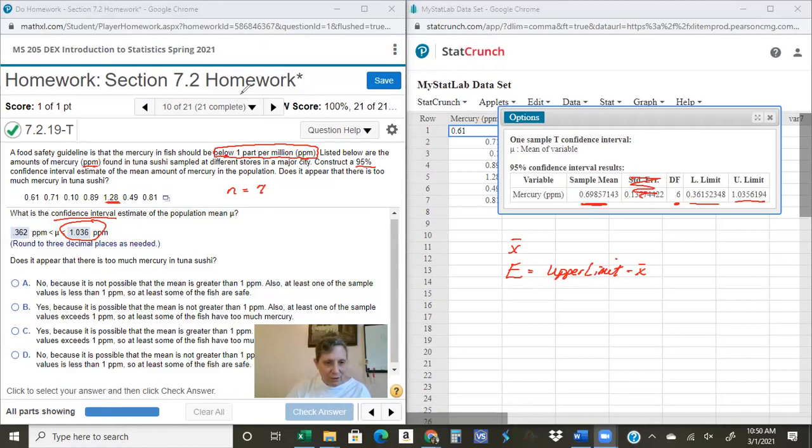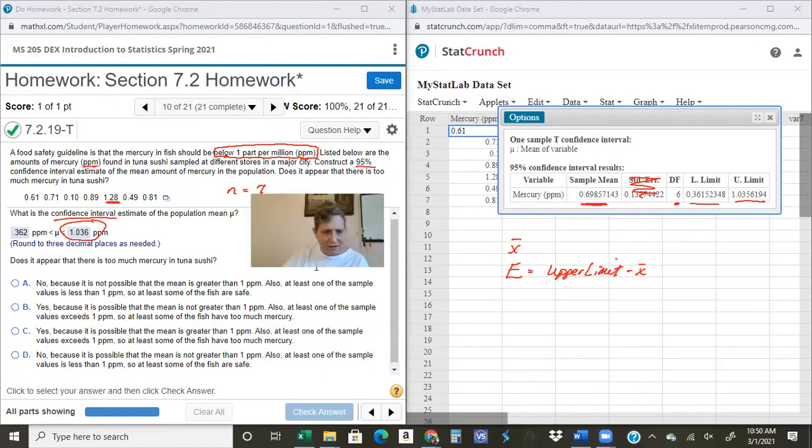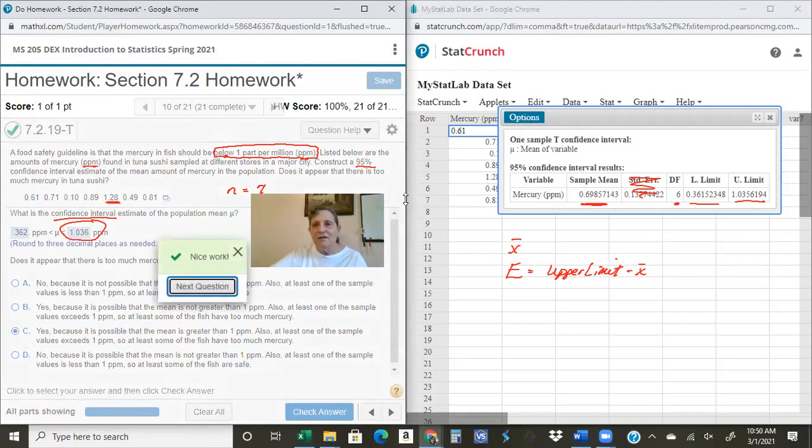Does it appear there's too much mercury? No, because it's not possible the mean is greater than 1. Not true. Yes, because it is possible that the mean is not greater than 1. No, that's not what we said. They always put some in that don't make any sense. Yes, because it's possible that the mean is greater than 1. Yes. Also, at least one of the sample values exceeds 1. Yes. So at least some of the fish have too much mercury. Yes. What about the other? No. It's definitely not a no. So check it. Yes. Awesome.